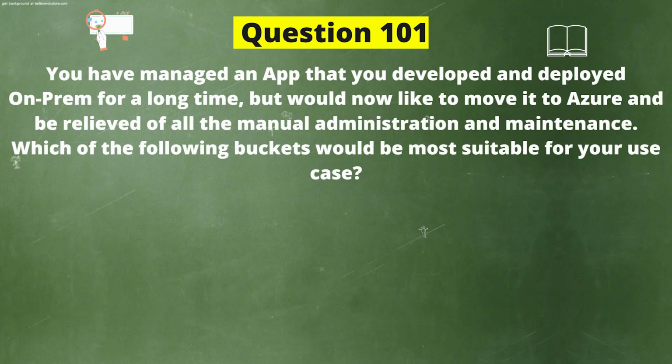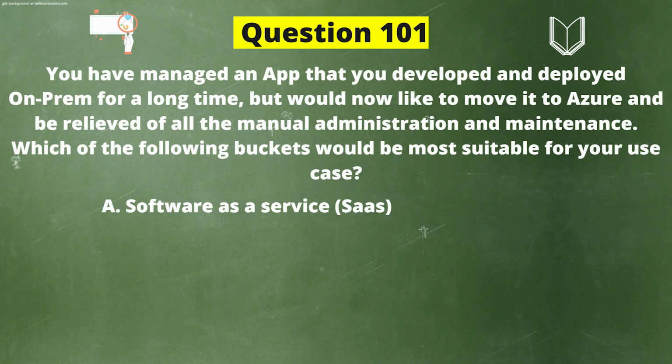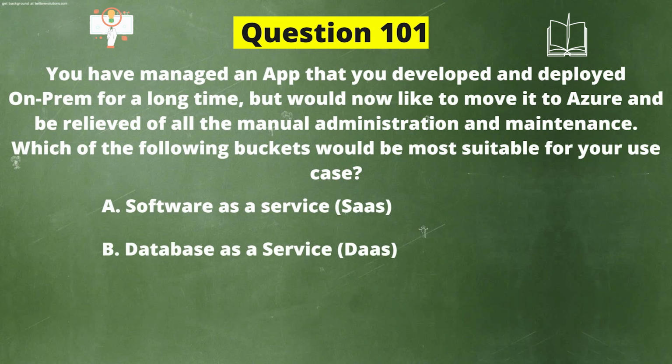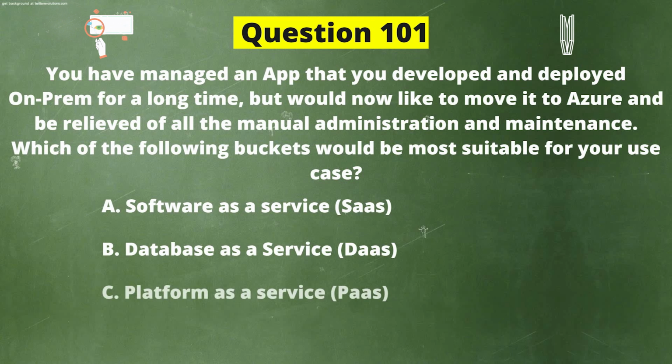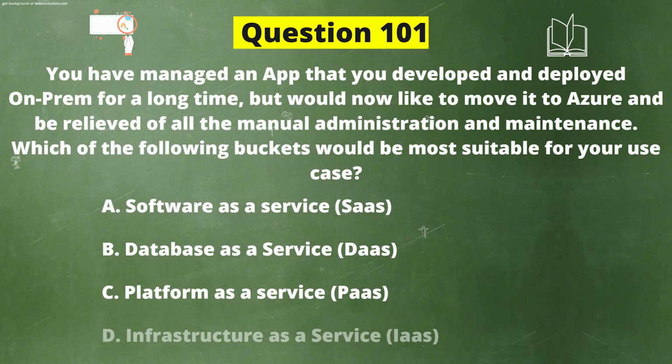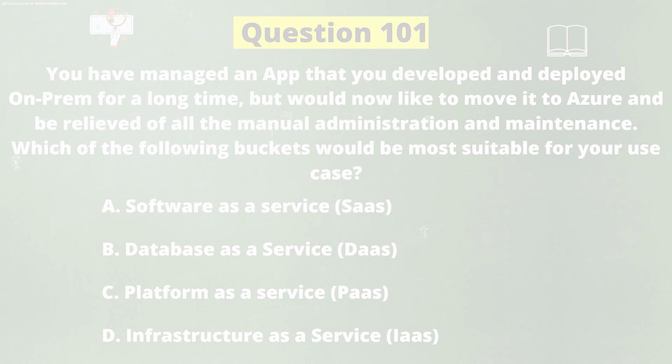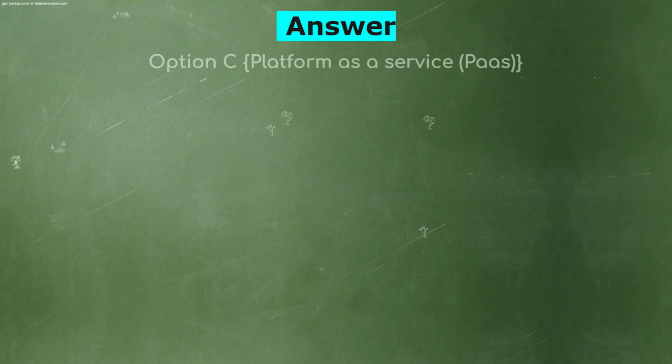Next question. You have managed an app that you developed and deployed on-prem for a long time, but would now like to move it to Azure and be relieved of all the manual administration and maintenance. Which of the following buckets would be most suitable for your use case? Option A, Software as a Service. Option B, Database as a Service. Option C, Platform as a Service. Option D, Infrastructure as a Service. And the correct answer is option C, Platform as a Service.